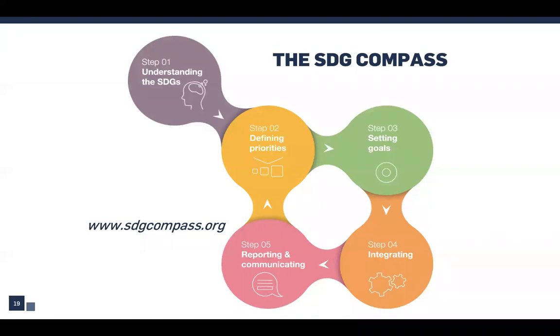There's more depth, but I'll run through. Understanding the SDGs needs no real explanation. Defining priorities, this is the mapping exercise that many of you may have already done. What we're looking for here is that you look at your whole value chain and you look at the SDG targets, not the 17 goals, the targets, and then look where your activities are having positive or negative impacts against those targets.